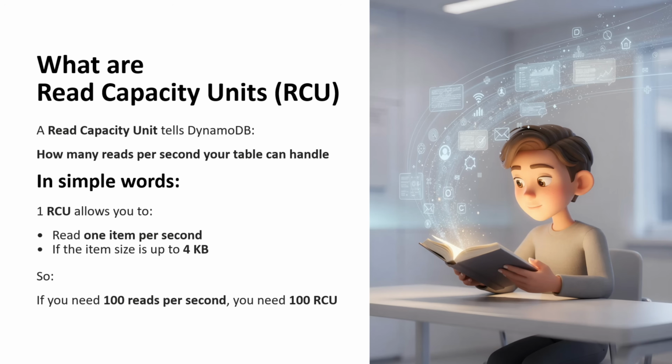What are read capacity units? A read capacity unit tells DynamoDB how many reads per second your table can handle. In simple words, one RCU allows you to read one item per second if the item size is up to 4 KB. So if you need 100 reads per second, then you need 100 read capacity units.